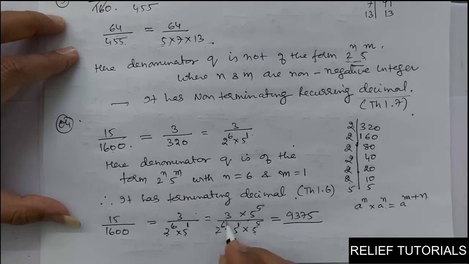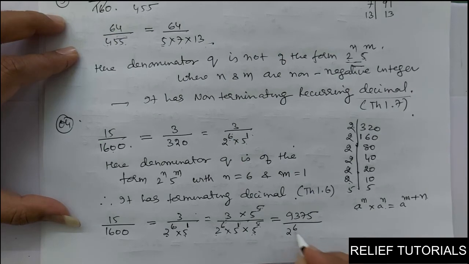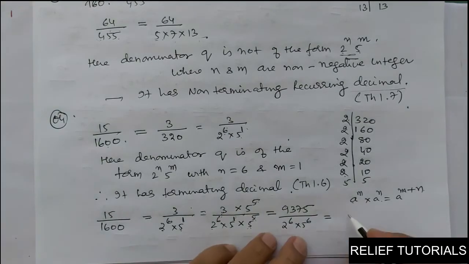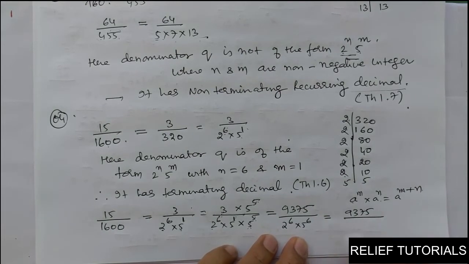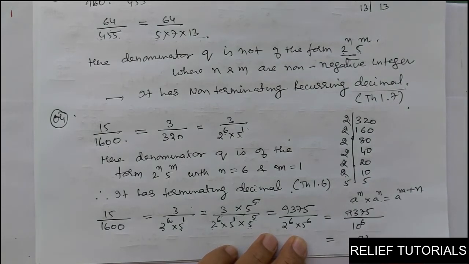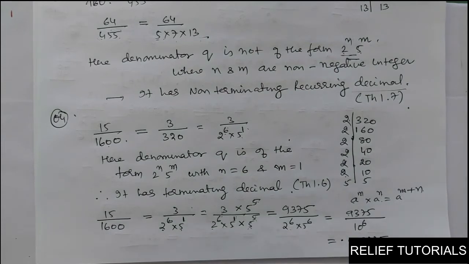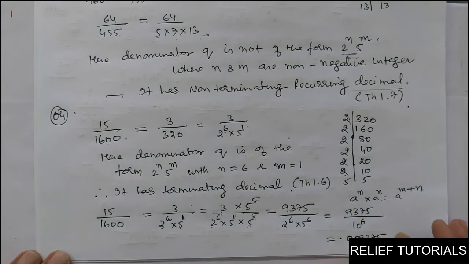Now what will you get? See, 2 raised to 6 into 5 raised to 6. That will be equal to 9375 upon 10 raised to 6. So 6 digits: 1, 2, 3, 4, 5, 6, point. So this is the decimal form of the rational number 15 upon 1600. Clear?